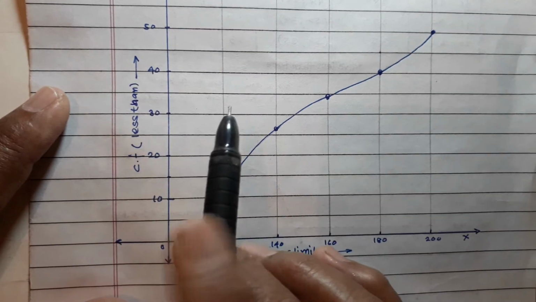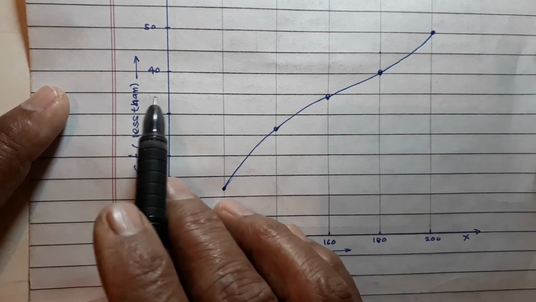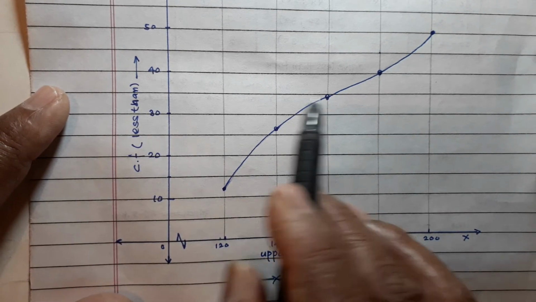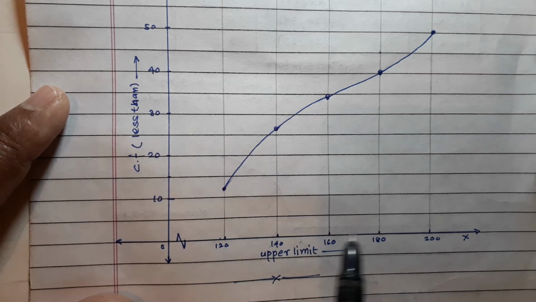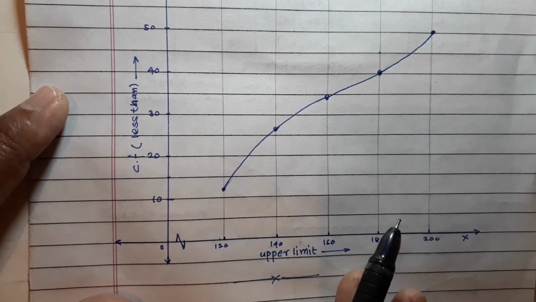Now if you want to find the median, then locate n upon 2 and draw a line parallel to the x-axis. Suppose this is the intersecting point, then draw a perpendicular. So the median is on the x-axis at this point. Now is it clear?